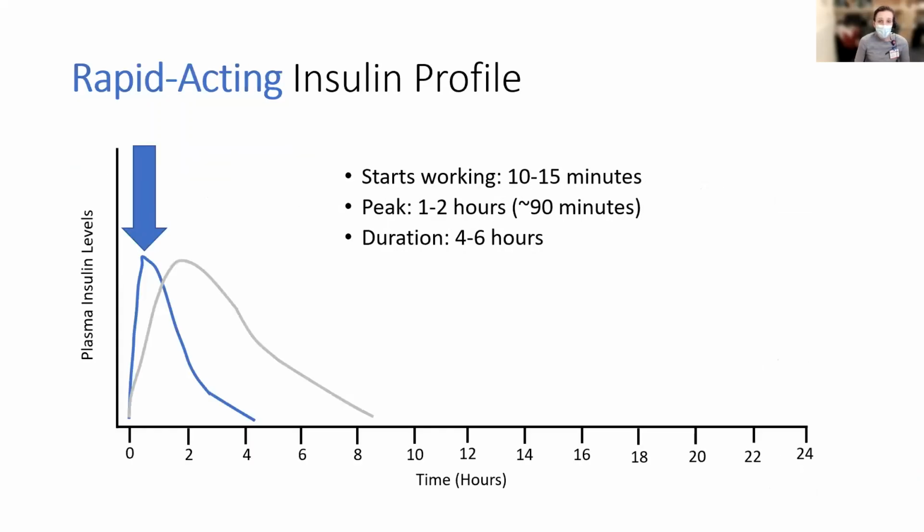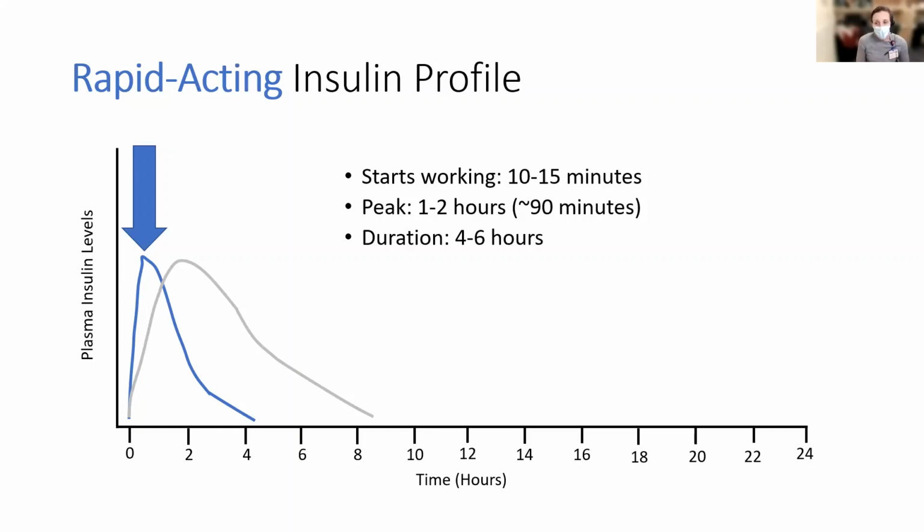So again, this is showing the rapid-acting insulin profile. You can see that rapid-acting insulin, depicted by the blue line, typically starts working about 10 to 15 minutes after it's injected under the skin. Then it peaks in about 90 minutes after the injection and lasts for about 4 to 6 hours.